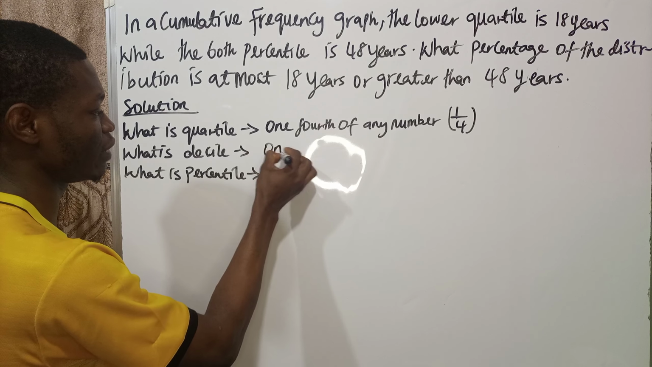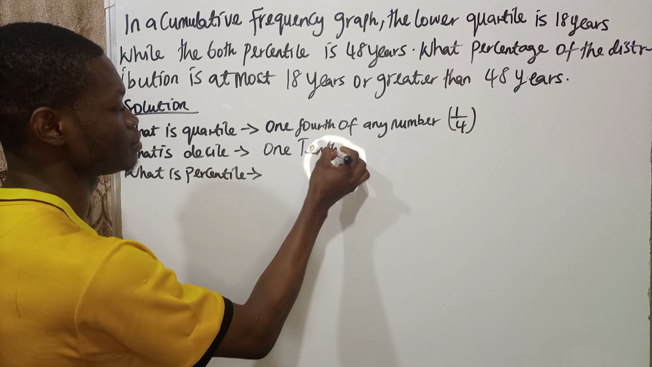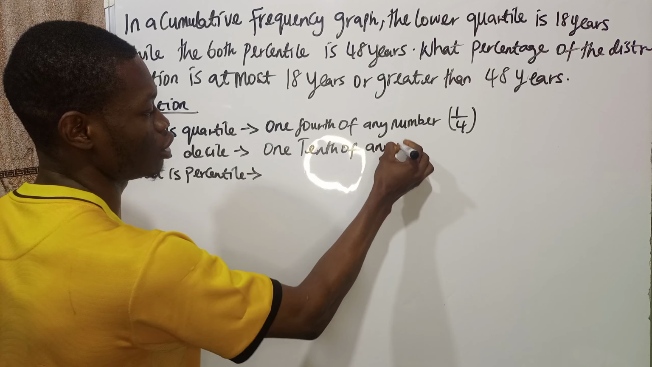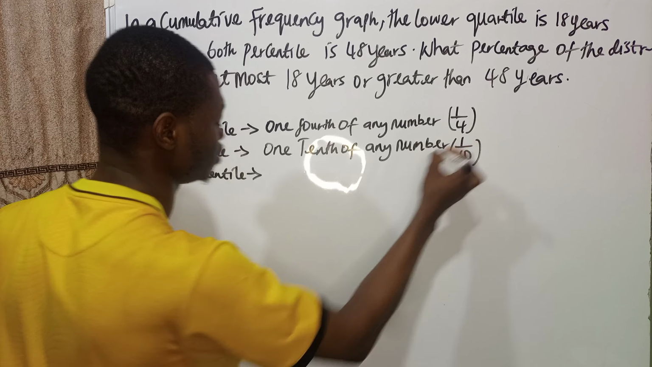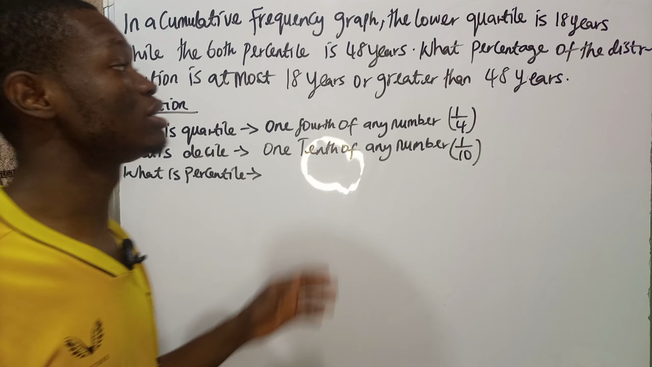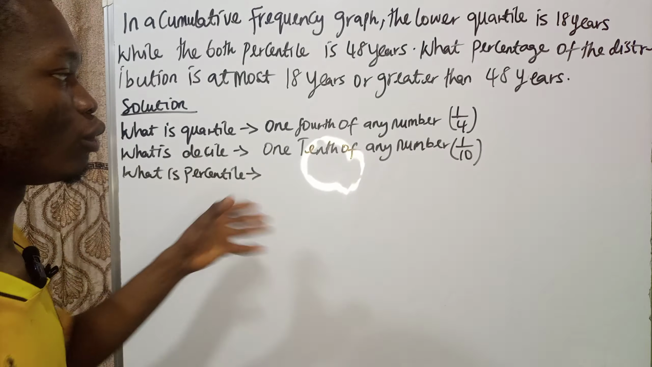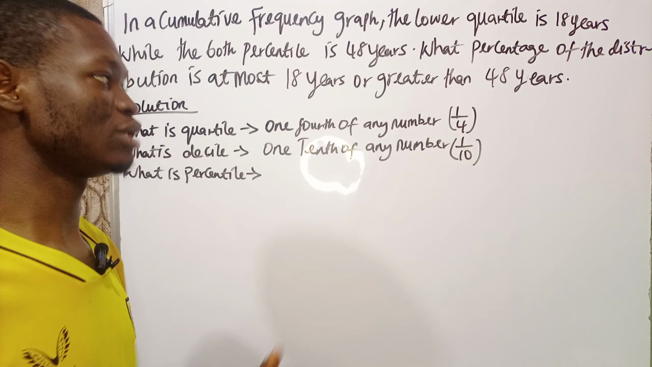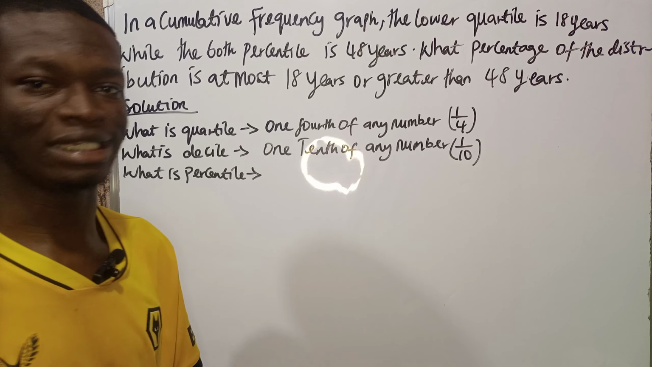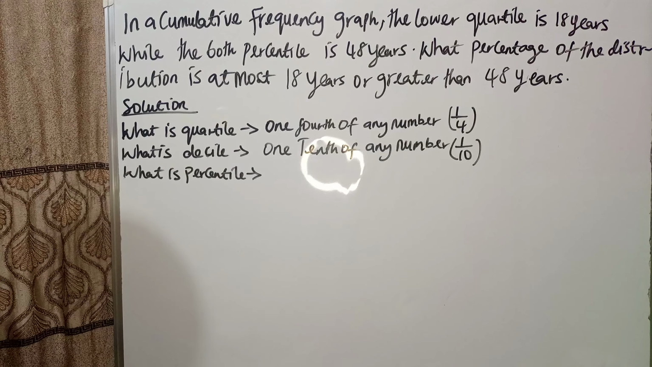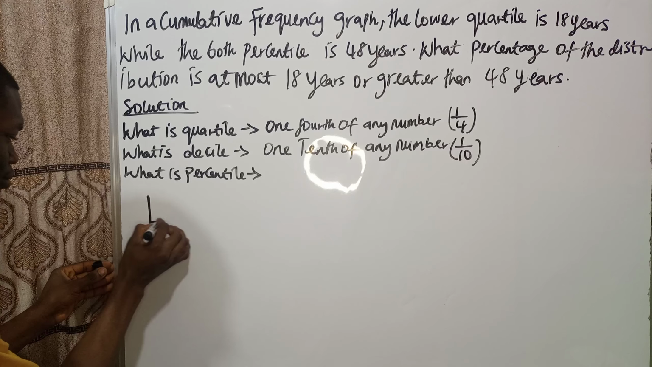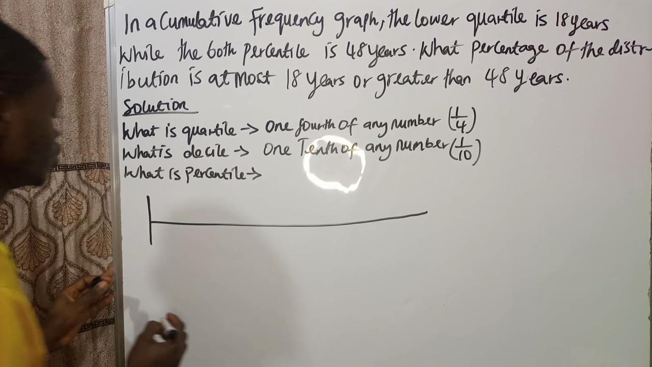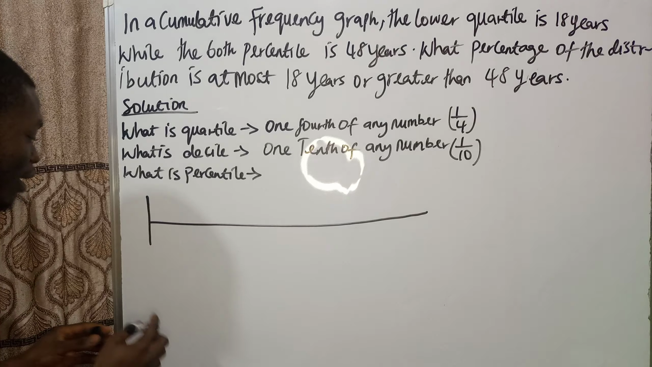Decile is 1/10 of any number. Now, percentile, I will still tell you what percentile means. If you go down to the video, we are still going to say what percentile is. So let's keep going. Another thing you need to know is how to draw your number line.